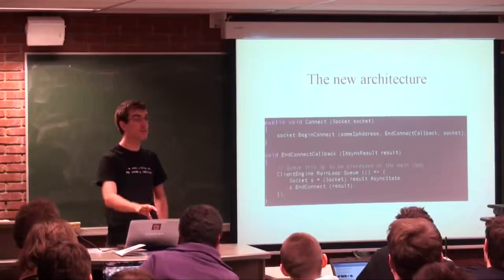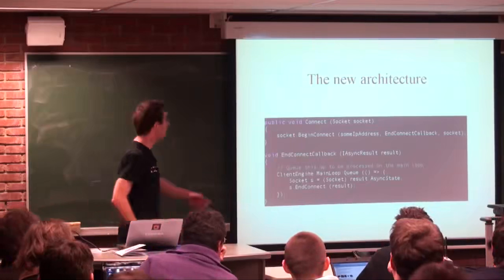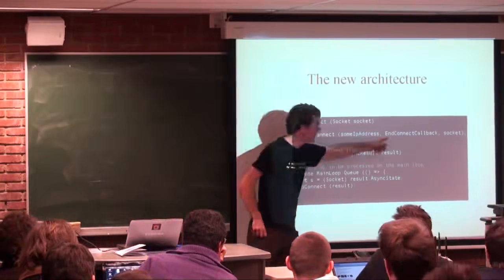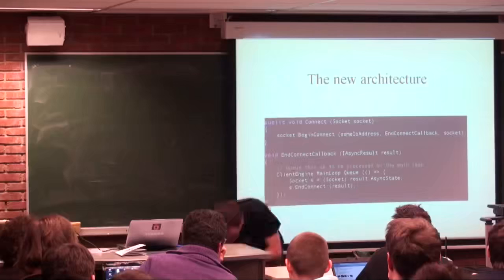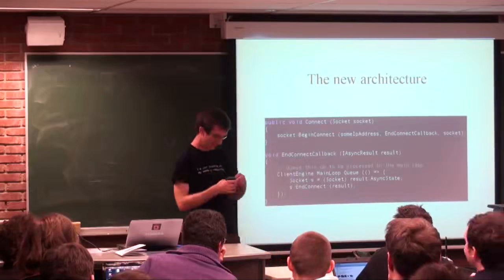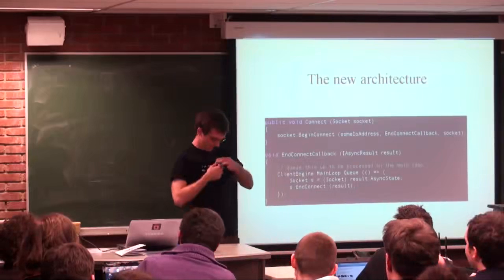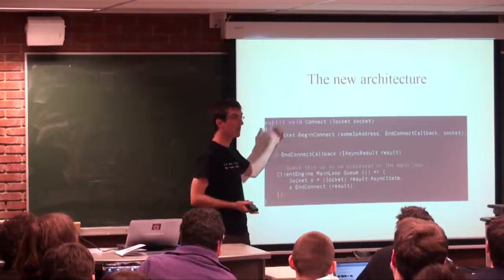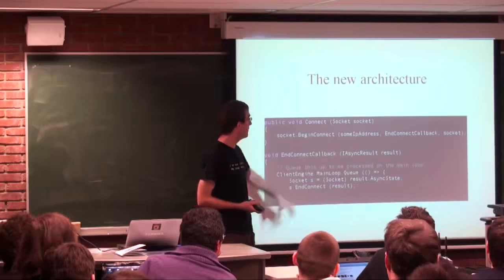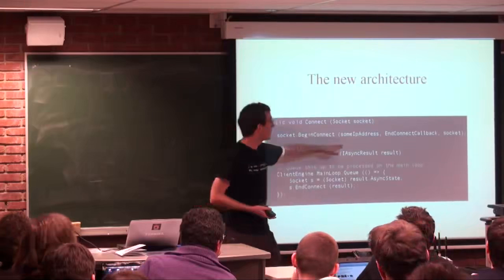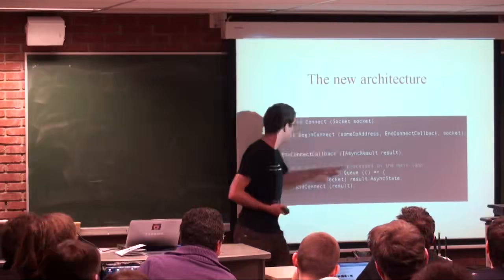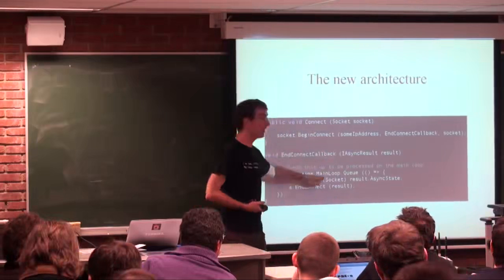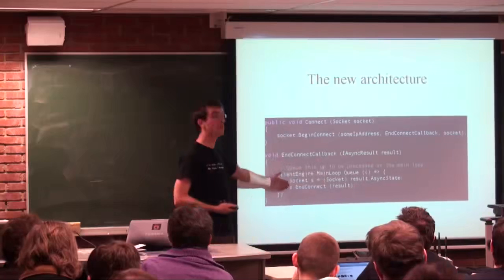So this is essentially what the code looks like. I just call a standard socket.BeginConnect. If you're familiar with the socket APIs, BeginConnect is the regular call. So once the connection attempt is finished, .NET will invoke this callback, which is here. And all I do is queue that up on the main loop and then do the normal stuff here.